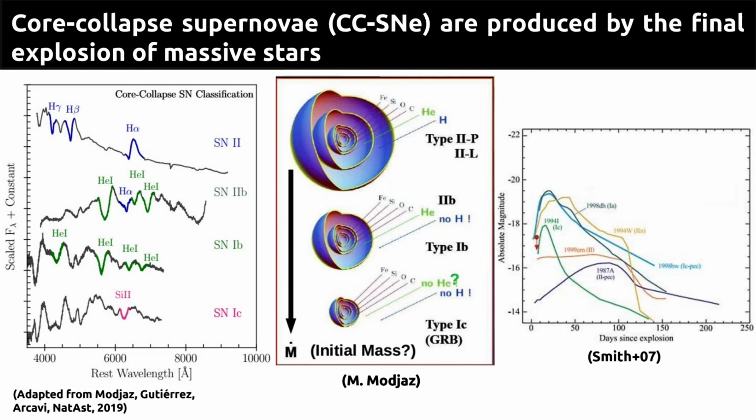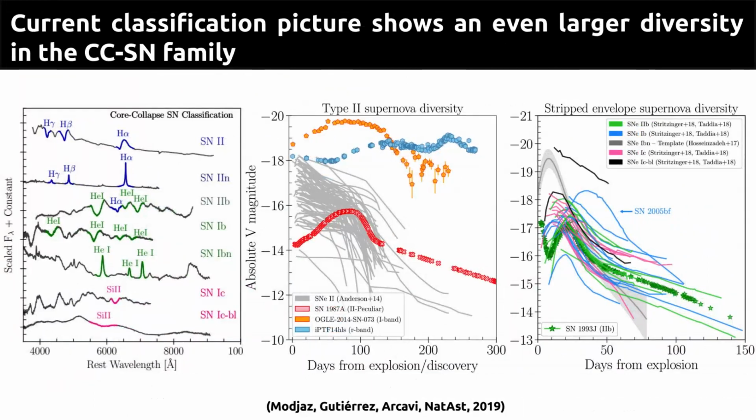So this is the standard classification, but as we have more objects and more telescopes, this diversity increases. We now have some objects that show these narrow absorption lines here, and they are called type 2n, n for narrow. We also have 1bn, with narrow helium lines, and 1c-bl, where the spectrum is similar to 1c with the silicon, but the lines are very broad.